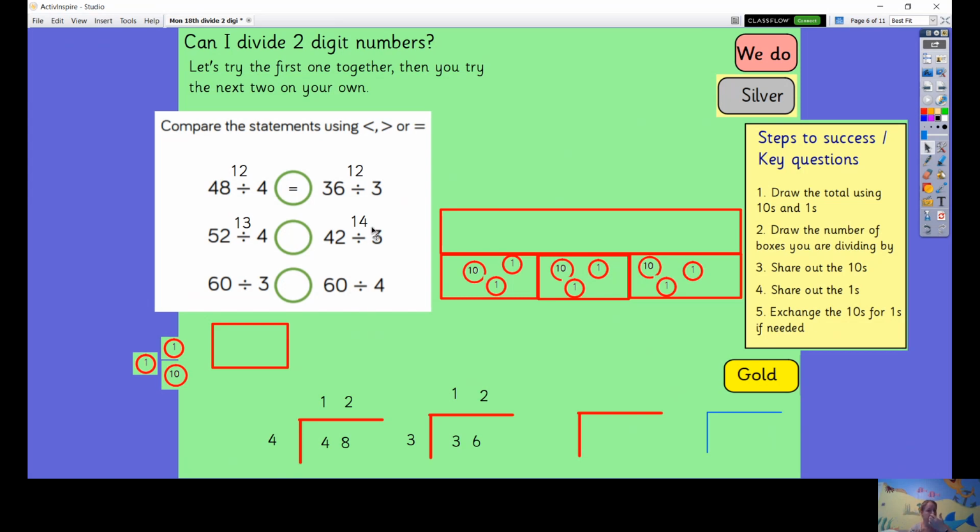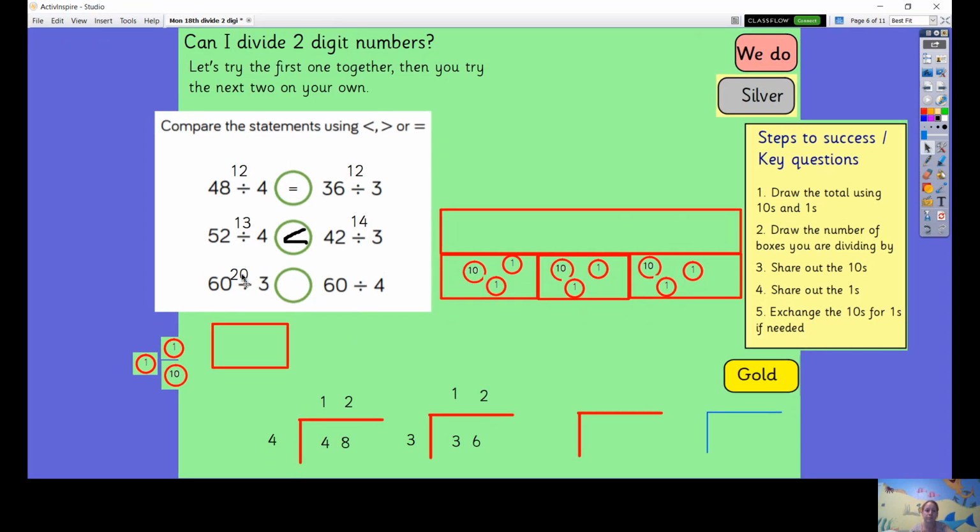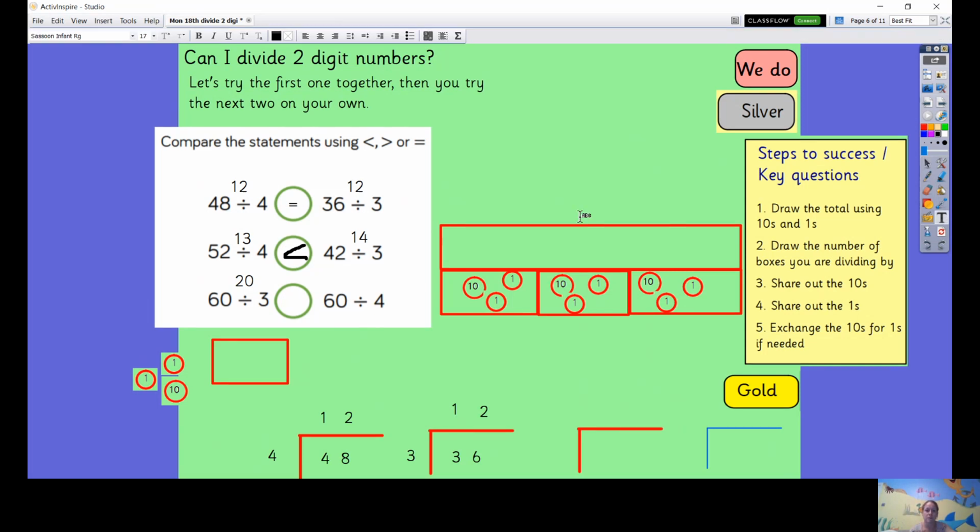So here, this one is the bigger one. So we would need to draw the, there we go, our greater than, less than symbol with the sort of crocodile mouth facing into the 42 divided by 3, because that one is bigger, obviously. So then down here, we've got, I can't even see what the sum was now, 60 divided by 3. So the answer to that is 20. Okay, and then 60 divided by 4, the answer to that is 15.